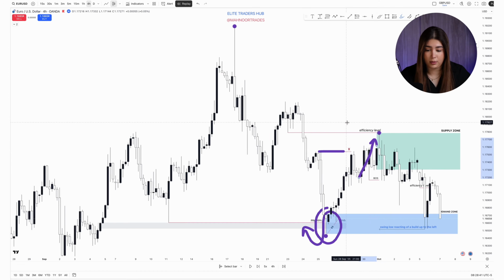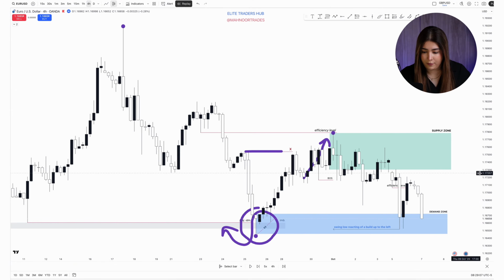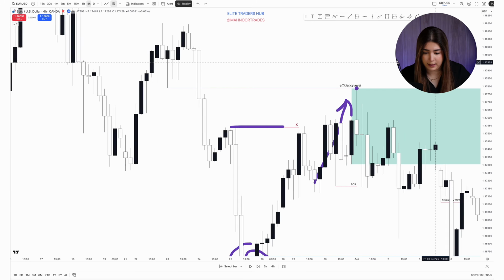Now that push up was for one of the reasons, and that was to fill out this efficiency point. And if you've seen my previous videos, you'll know that I use efficiency levels as points of interest or take profits. However, we're going to zoom in and we're going to actually see if it tapped into it or missed it by a few pips.